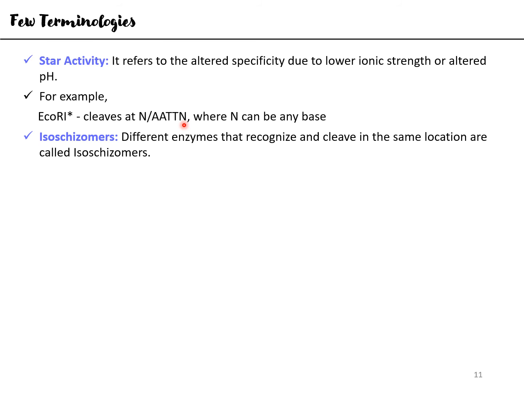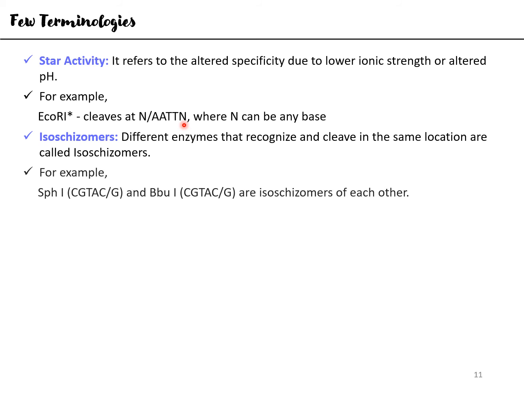Next, we have isoschizomers. Isoschizomers are different restriction enzymes that recognize and cleave in the same location. So two different enzymes that recognize the same location and cleave in the same location would be called isoschizomers. For example, SphI and BbuI are isoschizomers of each other. You see, both of them recognize the same sequence CGTACG and both of them cleave before the last G.